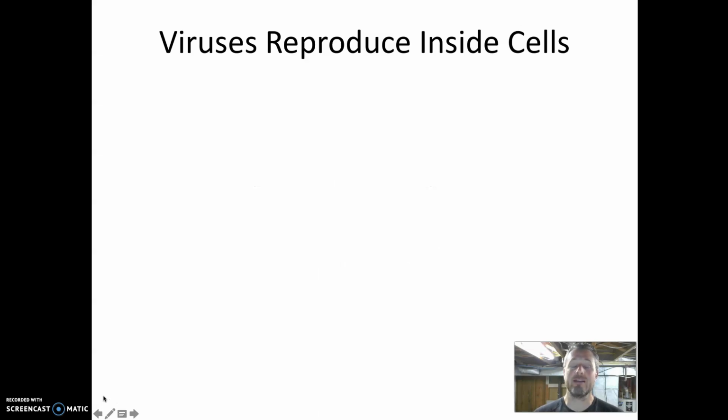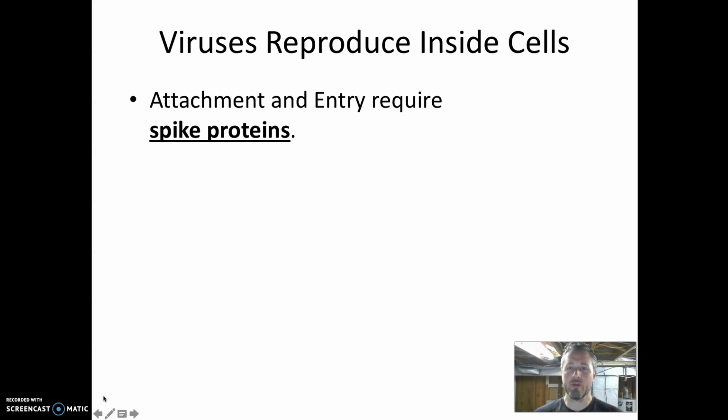I think one of the number one details about viruses to remember is that viruses reproduce inside of cells. So this informs us about some virulence factors and some characteristics of disease that viruses cause. So first, if we know that viruses reproduce inside cells, we know, if we reflect back on the viral life cycle, that attachment and entry are critically important to getting into the cell. We talked a lot about how attachment and entry requires spike proteins, viral spike proteins.